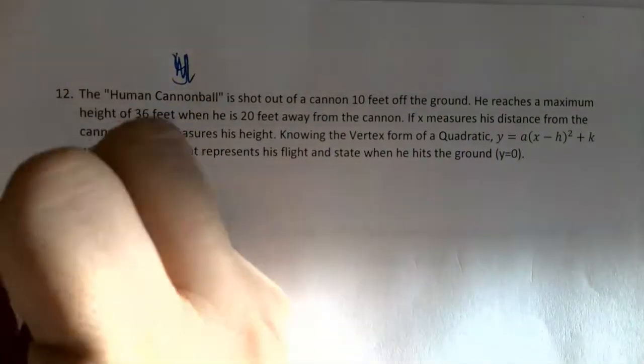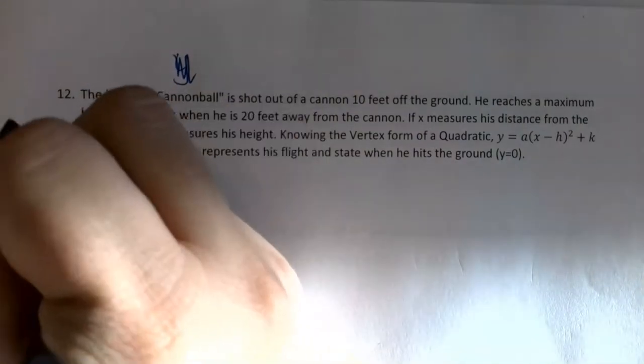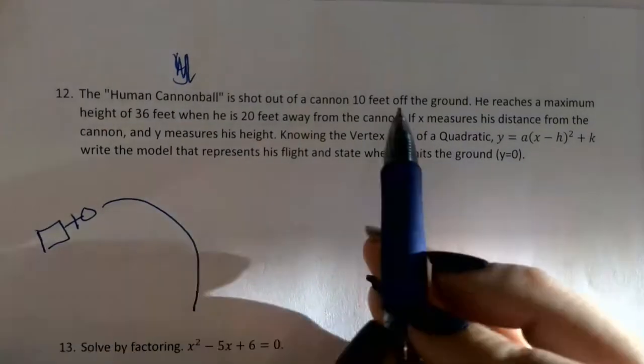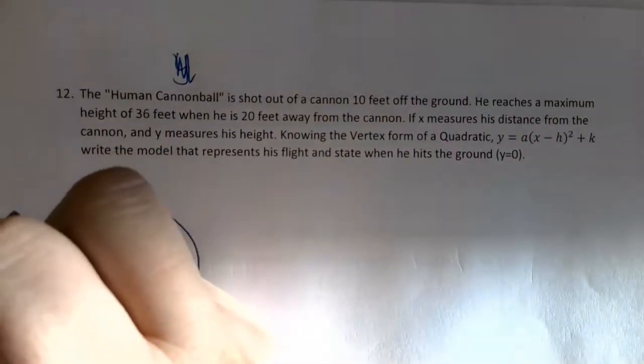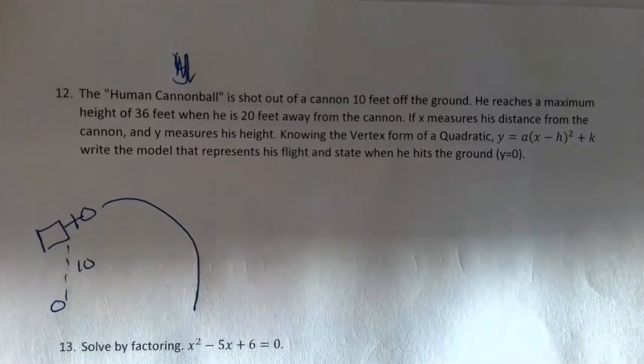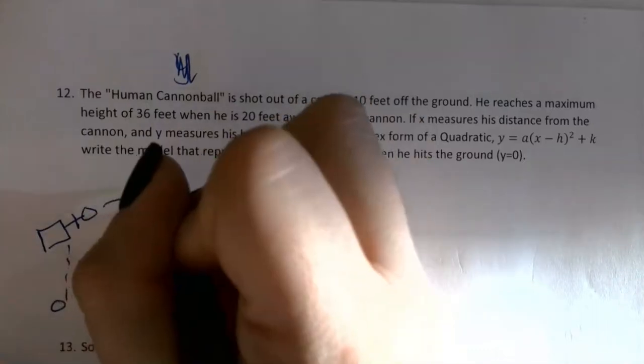It tells me he shot out of the cannon, so I'm drawing a picture. You can judge me all you want from my cannon. Here's the guy. He's going like this. It tells me he is being shot out 10 feet from the ground. So this is 10 feet high, but he hasn't gone anywhere over. Then he reaches a maximum height of 36 feet.